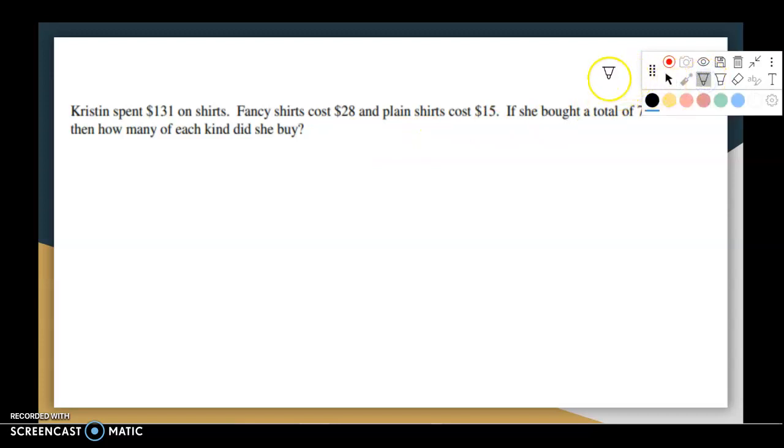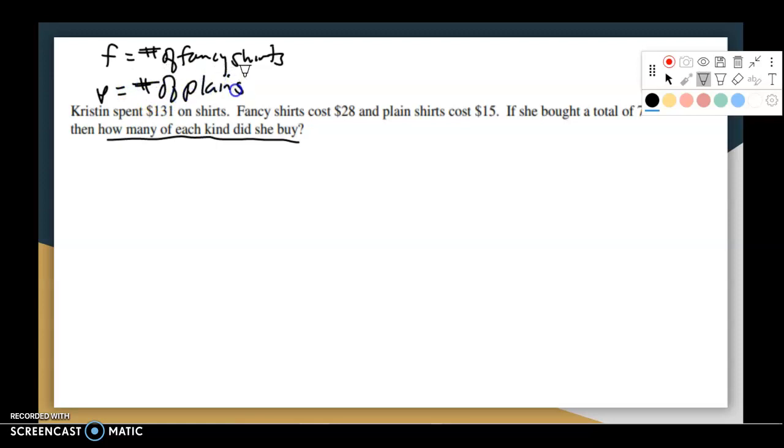Now, you might be able to figure this out without doing a system of equations, but we'll do it with a system of equations so that you can see how it all works. All right, so the first thing I need is a couple of variables, so I need to know what I want. I want to know how many of each kind she bought. So I'm going to let F be the number of fancy shirts that she bought. And P is the number of plain shirts that she bought.